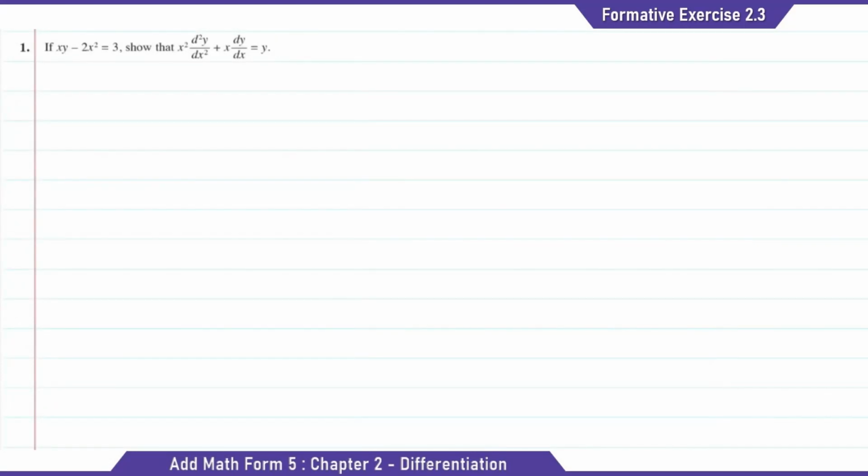Formative exercise 2.3, question number 1. If xy minus 2x squared equals 3, show that x squared multiplied by the second derivative plus x multiplied by the first derivative is equal to y.